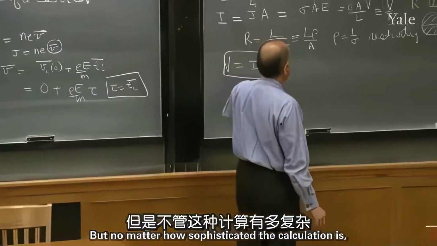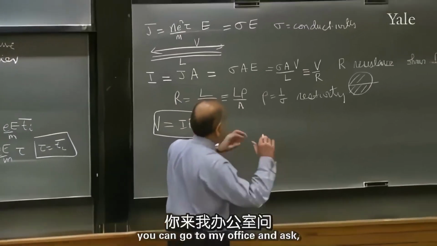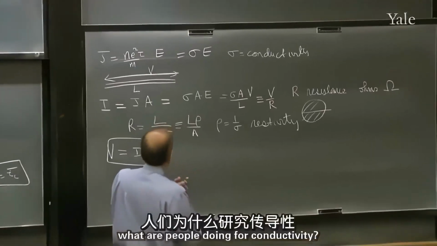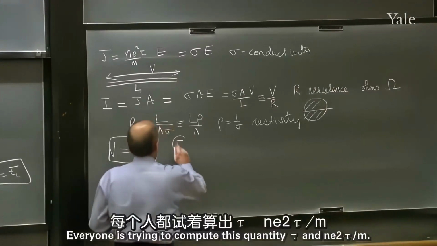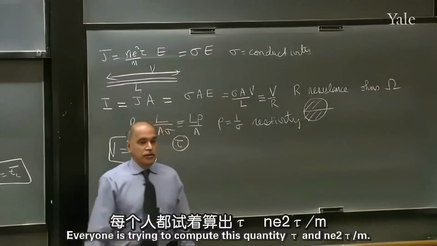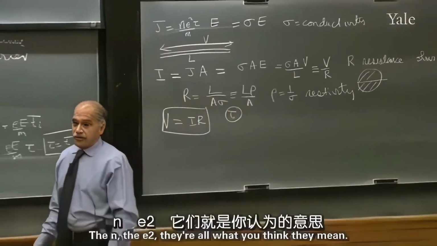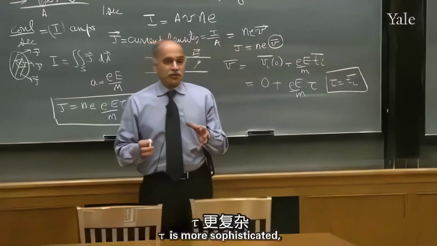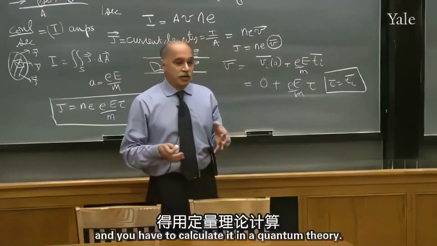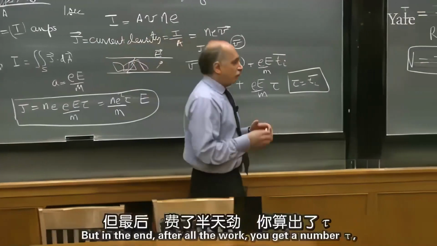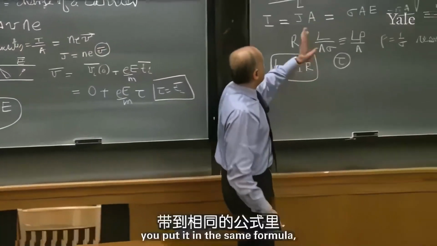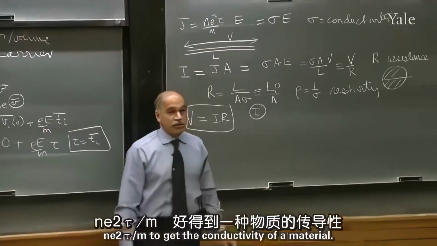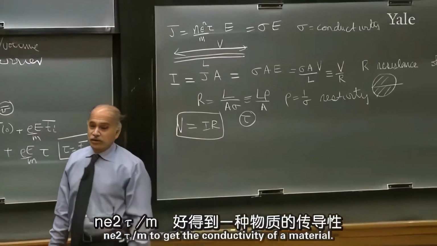But no matter how sophisticated the calculation is, you can go to my office and ask, what are people doing for conductivity? Everyone is trying to compute this quantity tau in n e squared tau over m. The n, the e squared, they're all what you think they mean. Tau is more sophisticated, and you have to calculate it in a quantum theory. But in the end, after all the work, you get a number tau, you put it in the same formula, n e squared tau over m, to get the conductivity of a material.